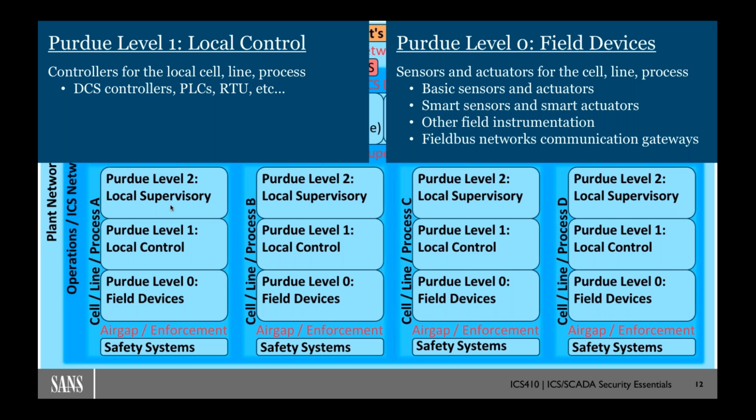But islanding is a great defense, one of the benefits of having these isolated into their own zones. Here, Purdue level 1 is what we call local control. Local control is where we put our PLCs or our DCS controllers or other types of machines. In a SCADA environment, our RTUs would also sit inside of this zone because they are controllers. And we would have different level 1s for each of our different types of processes.